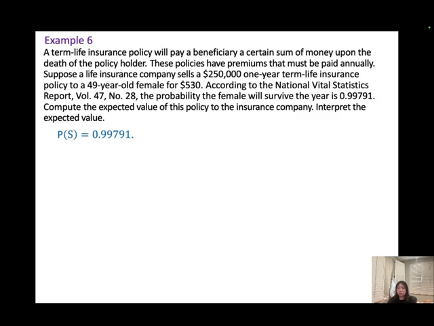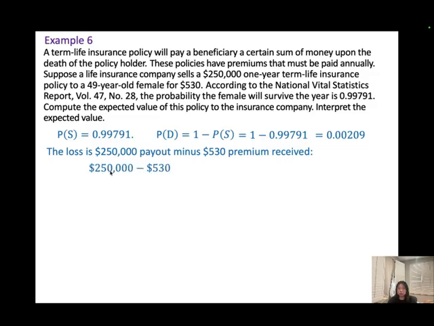For outcome 2, if the female dies within that year, first we need to calculate the probability she dies. Survive and die are complements, so we just subtract from 1. The probability that the female dies is equal to 0.00209. If she dies within that year, the company must pay the death benefit of $250,000, but the insurance company still received the $530 premium. So the profit is equal to 250,000 minus 530. Now we form the probability distribution for the insurance company profit.